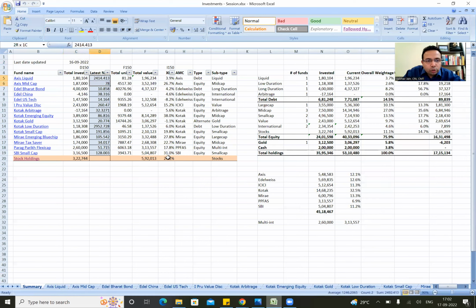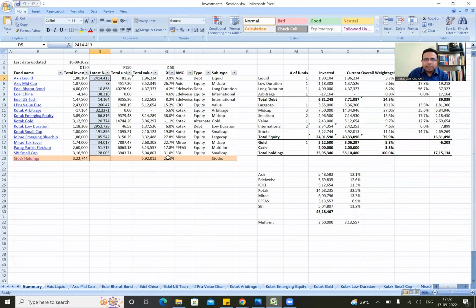Now, this is the only number, the only column which I probably have to update whenever I am updating the sheet. This is the latest NAV. If you're making the sheet in Google Sheets, I think this can also be pulled from Google Finance formulae. I prefer, as I said, doing it on Excel. So I just manually put in all the numbers from here.